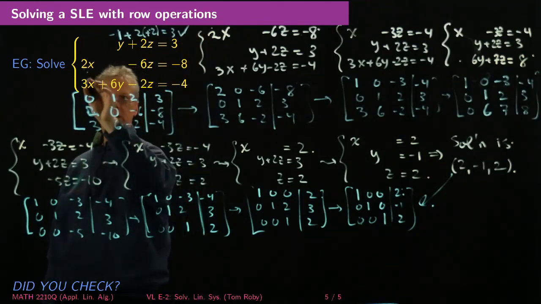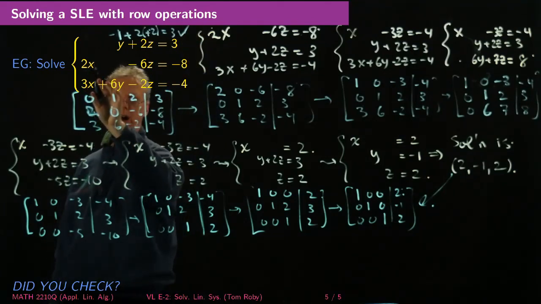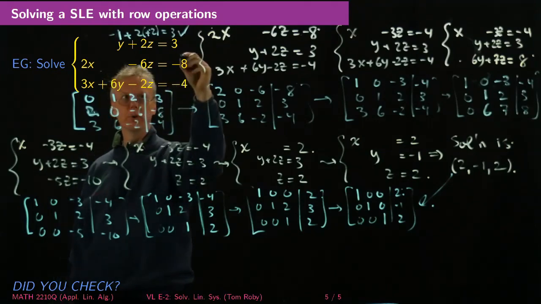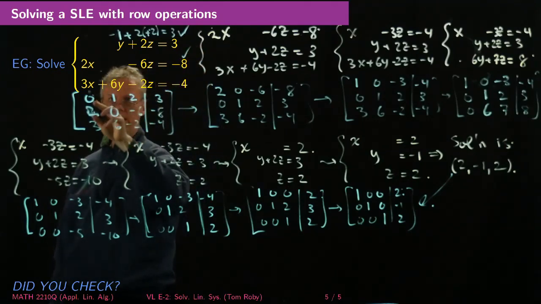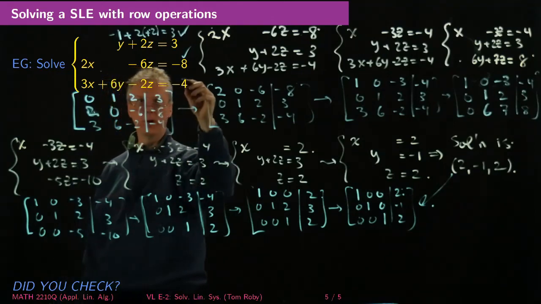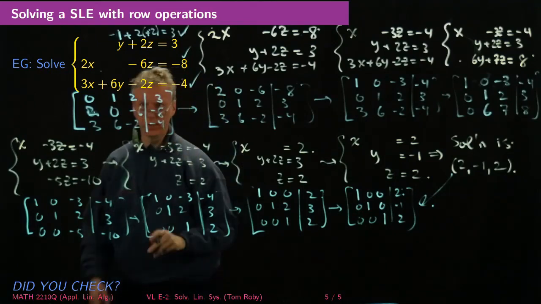If I have 2 for x, 2 times 2 is 4, minus 6 times 2, minus 12, is negative 8, so that's good. So it works in that one too. And now finally, 3 times 2 is 6, plus 6 times negative 1, so I have 6 minus 6, then I've got minus 2 times 2 is negative 4, so it works there too. So it's good that I checked.